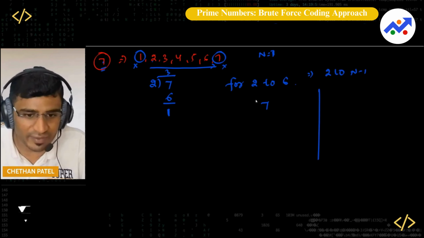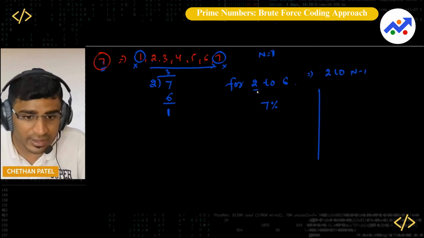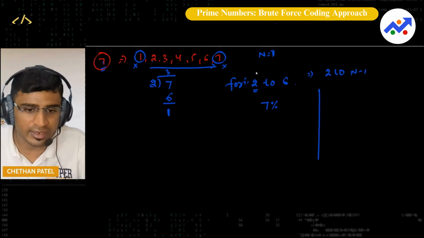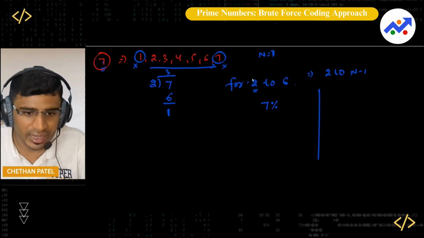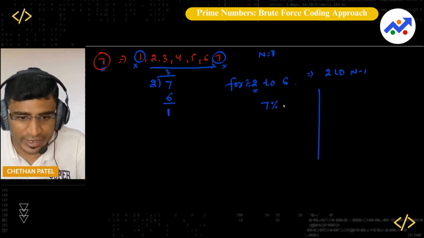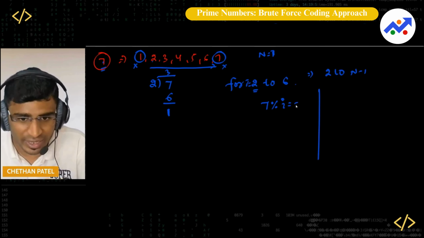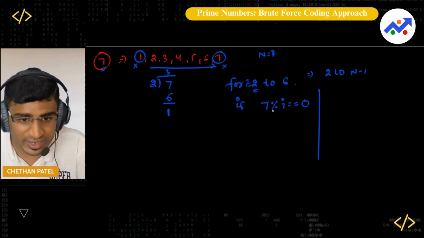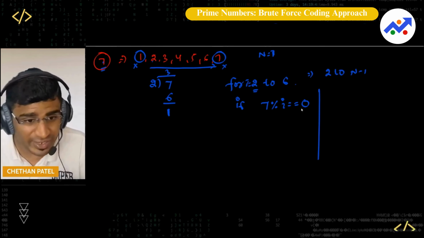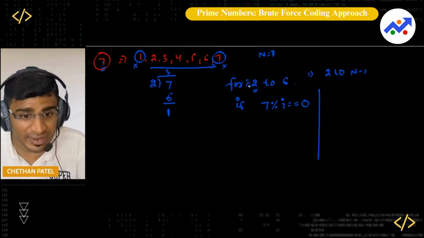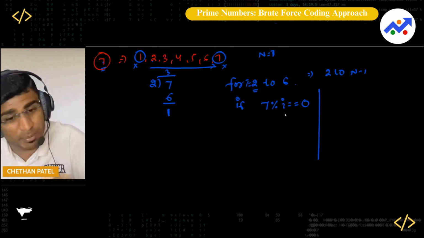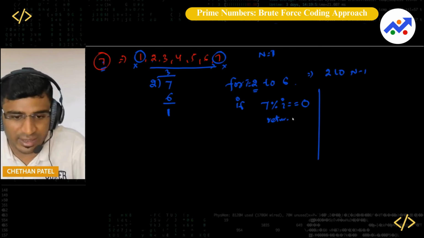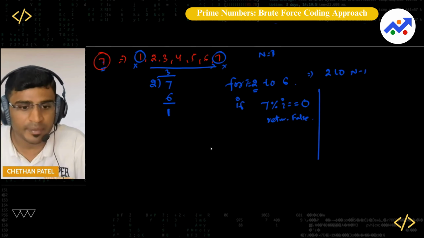I need to take this 7 and divide it by this number. If I mention it with a variable, say i equal to 2, I need to check 7 percent i. If by chance 7 percent i is equal to 0, then I can say that 7 is divisible by some other number in between, so it can't be prime. I can write return false. So this I need to write.